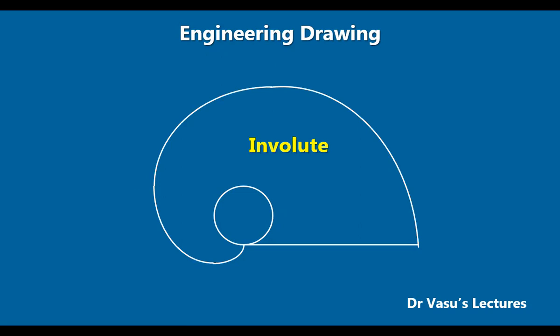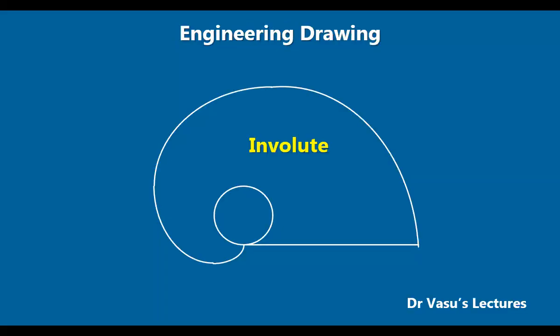Now we are going to see the construction of an involute. What is an involute? An involute is where you take a circle and a thread tied to it, and slowly wind this thread around the circle. As you wind, the length of the thread decreases, and in one complete revolution it will be completely in contact with the circle. So the path taken by the end of the thread is called an involute.